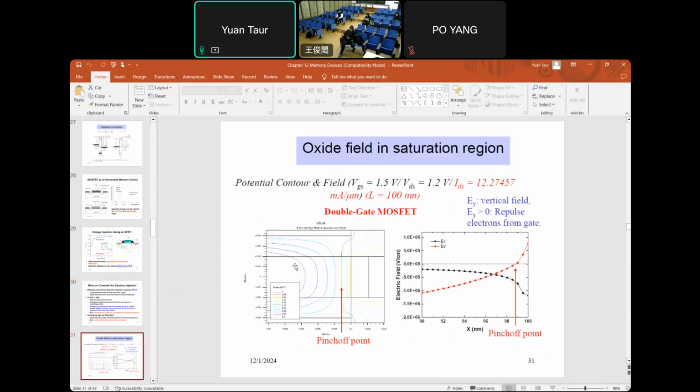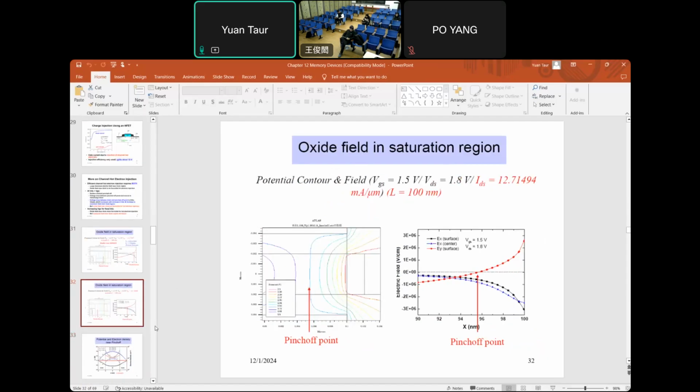So this shows the two-dimensional field contour. This is for double gate, but it works the same way. We covered this when we talked about the non-GCA model. Let's look at here. This is the pinch off. Once you exceed pinch off, the oxide field actually changes sign. You can see that now the vertical field. When the lateral field is high, the lateral field is such that it prevents the electron from going from the channel into the gate.